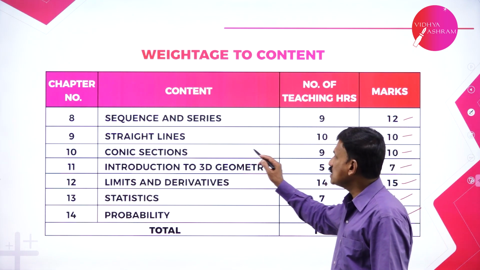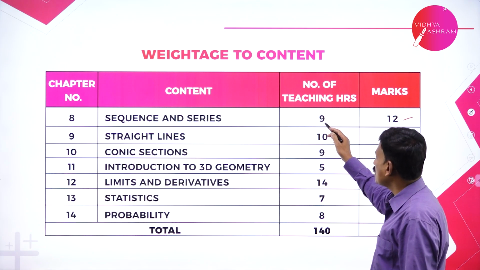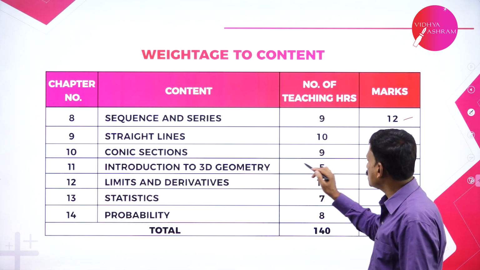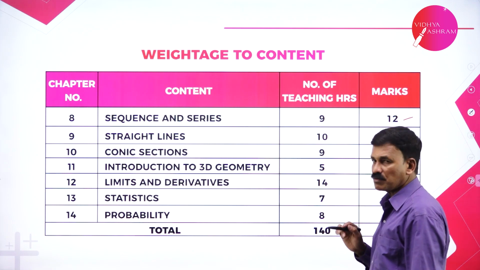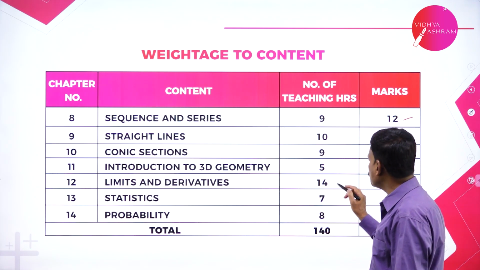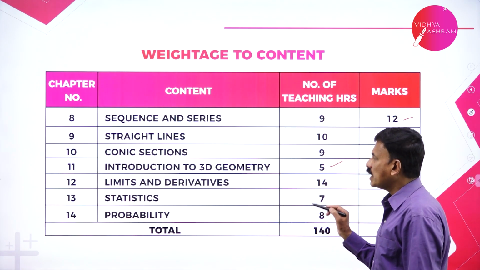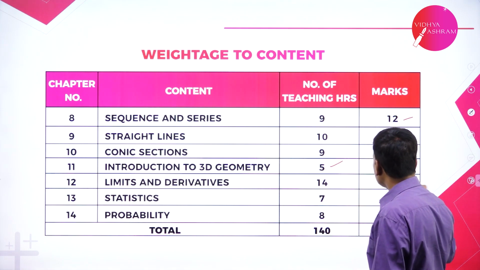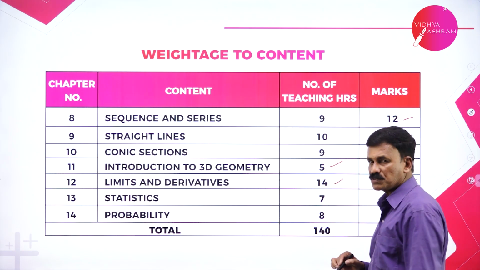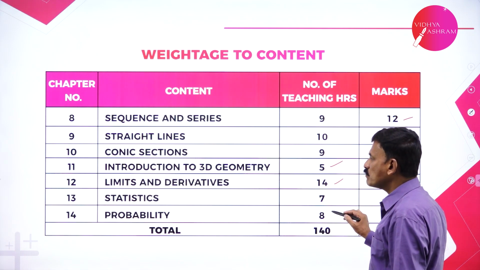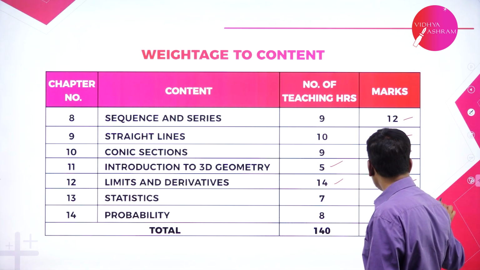So sequence and series 12 marks, number of teaching hours are 9 hours. For straight lines, 10 hours, 10 marks, and conic sections, 10 marks, 9 hours of class. Introduction to 3D 5 hours, but you will have 7 marks in 3D geometry. And limits and derivatives, a very important chapter, 14 hours of class. The weightage for this is 15 marks, and statistics 7 marks and 7 classes. Probability 8 classes, you will have 10 marks.